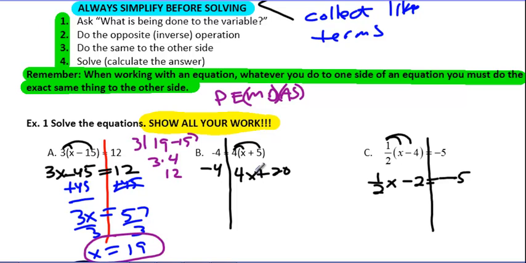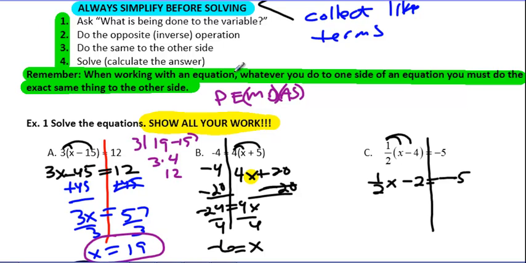Moving on. Remember, it doesn't matter what side your variable's on. Wherever it is, that is where you begin. So I'm going to start over here and subtract 20. Negative 24 equals 4x. Divide both sides by 4. And we end up with x equaling negative 6. I think I'm right, but just to be sure, we might as well plug it in and check. That's negative 1 times 4 is negative 4.